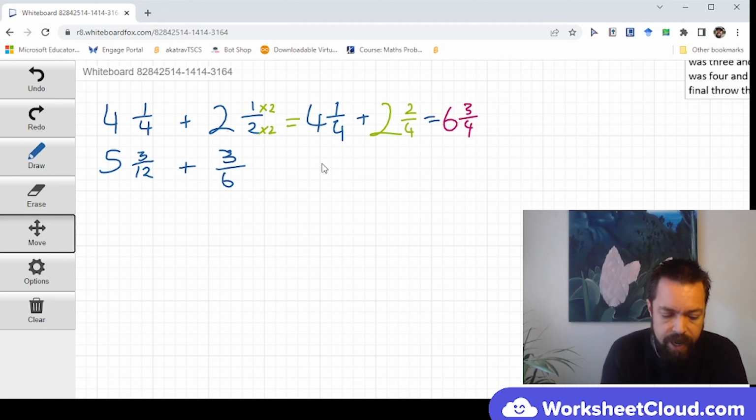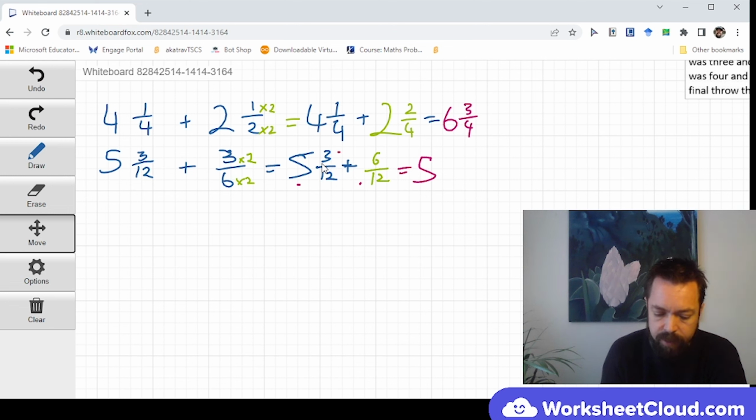Okay, well, before I add them, I need to make my denominators the same. I notice that if I double this, I can get the same denominator. So I've got, changing colors. That's a 5, and 3 over 12 is plus, and this one becomes 6 over 12. Add my whole numbers. 5 plus nothing is still 5. Add my numerators. 3 plus 6 is 9 over 12.